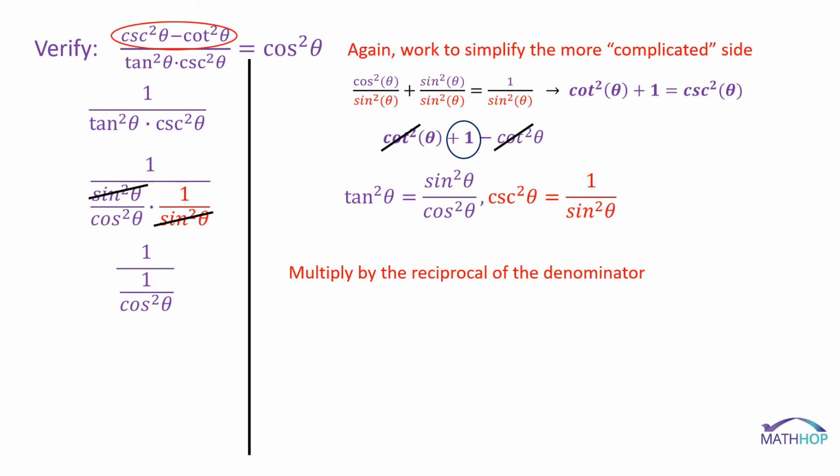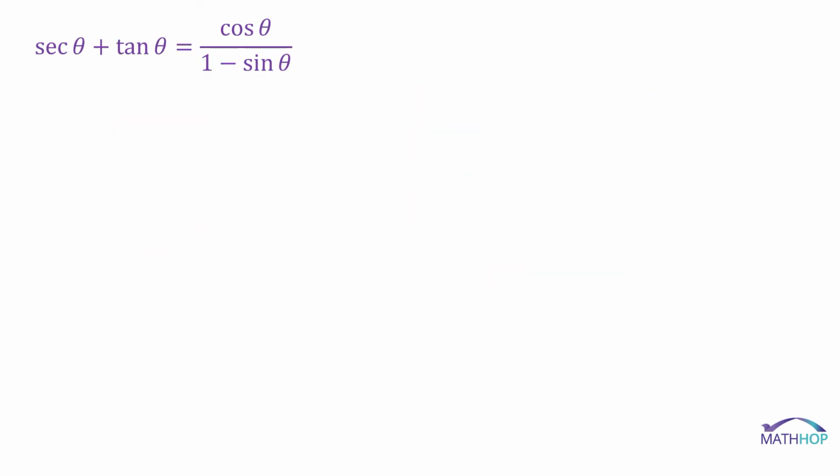So I'm just going to have 1 times cosine squared over 1, which is going to be cosine squared. Cosine squared was what I was trying to get. Cosine squared of theta does equal cosine squared of theta, and I have verified this identity. All right, let's do another one.